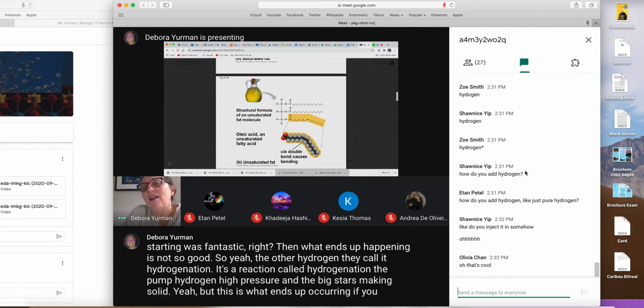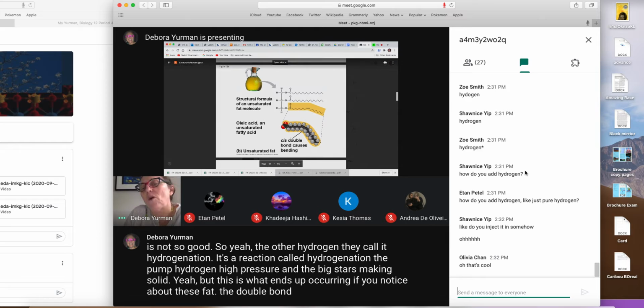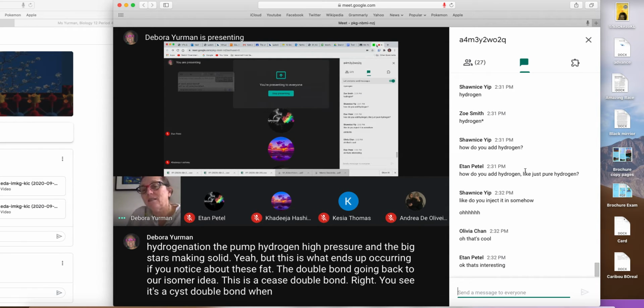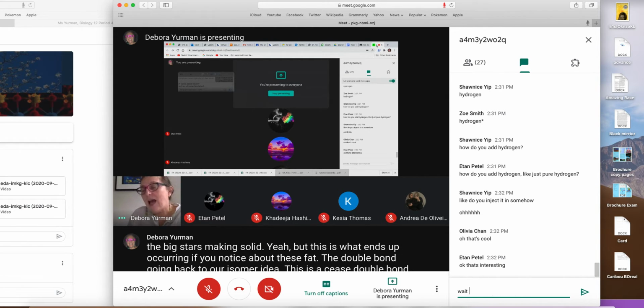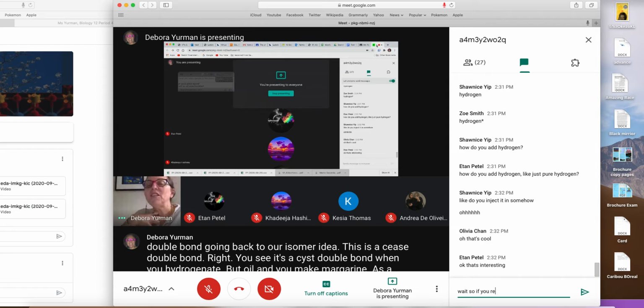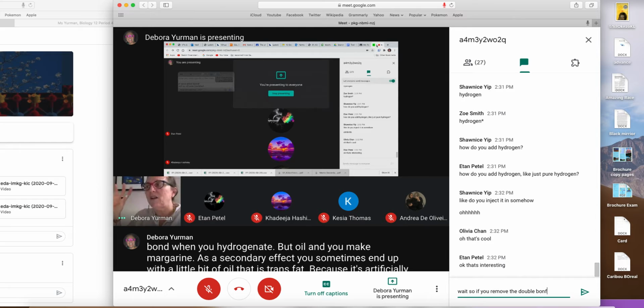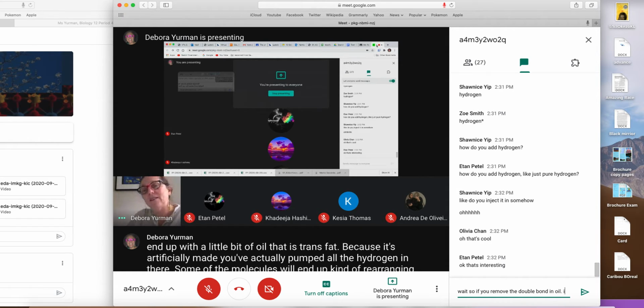If you notice about this fat, the double bond, going back to our isomer idea, this is a cis double bond, right? You see, it's a cis double bond. When you hydrogenate oil and you make margarine, as a secondary effect, you sometimes end up with a little bit of oil that is trans fat. Because it's artificially made, you've actually pumped all the hydrogen in there. Some of the molecules will end up rearranging and making a double bond that is trans. Some of them will become solid, but then some of them will make trans fats.